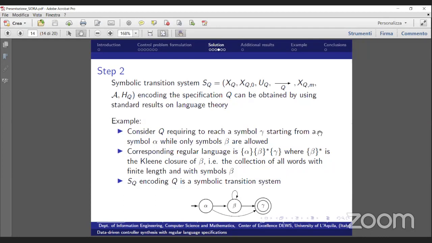Let's spend a few words. In this example, I'm considering a specification in which I want to reach a symbol gamma, starting from a symbol alpha, while only symbols beta are allowed. If you have a look at the transition system at the bottom of the slide, you can see I start from alpha, then I can either reach gamma directly or reach gamma passing through the state beta, and I can stay in beta anytime I want. Okay, so this transition system represents the specification Q that I'm considering in this example.